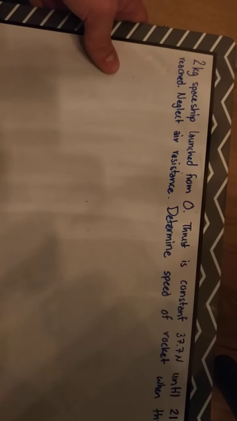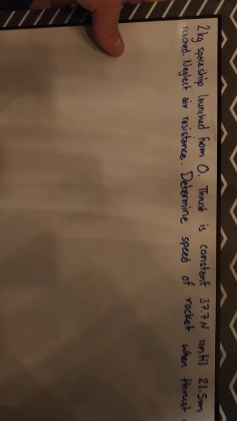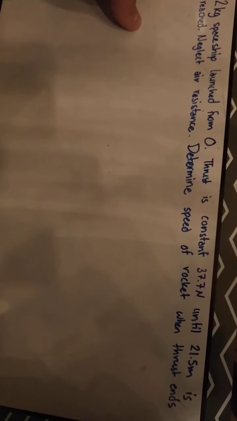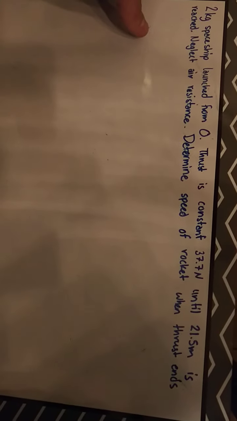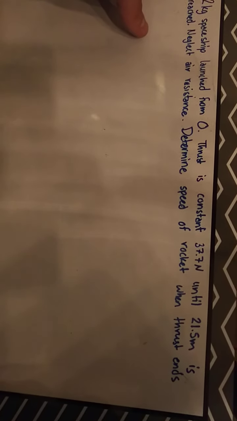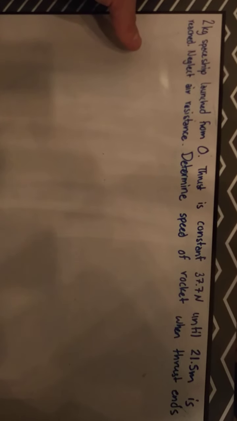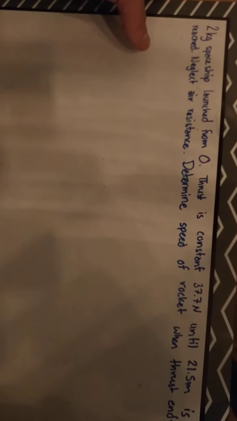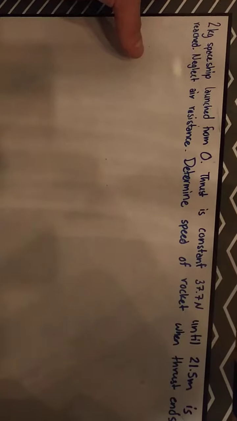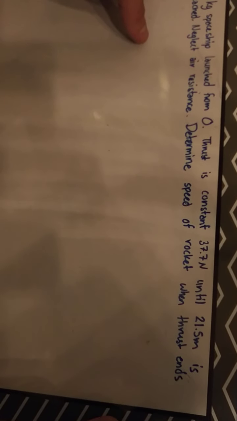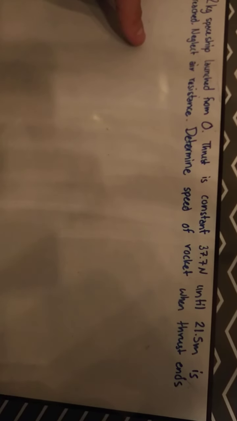Okay, so for this problem we have a 2 kilogram spaceship, seems awfully light, launched from 0. Thrust is constant until it reaches 21.5 meters, and then it's cut off. We're neglecting air resistance, so that would just be the drag. And we are going to determine the speed of the rocket when the thrust ends.